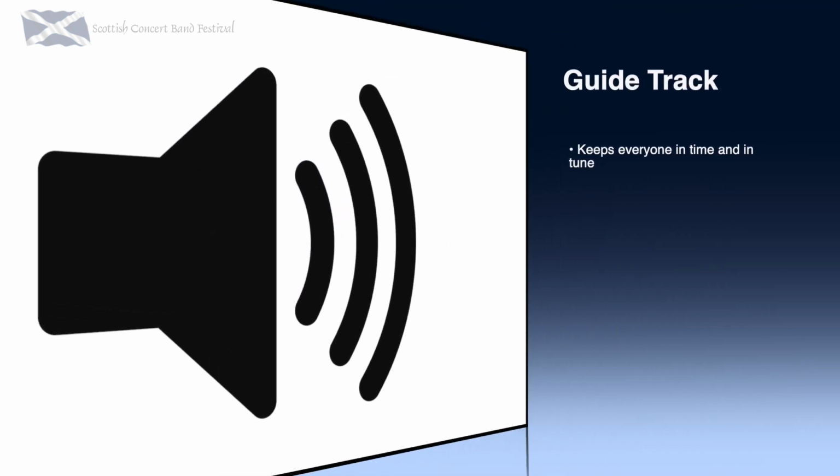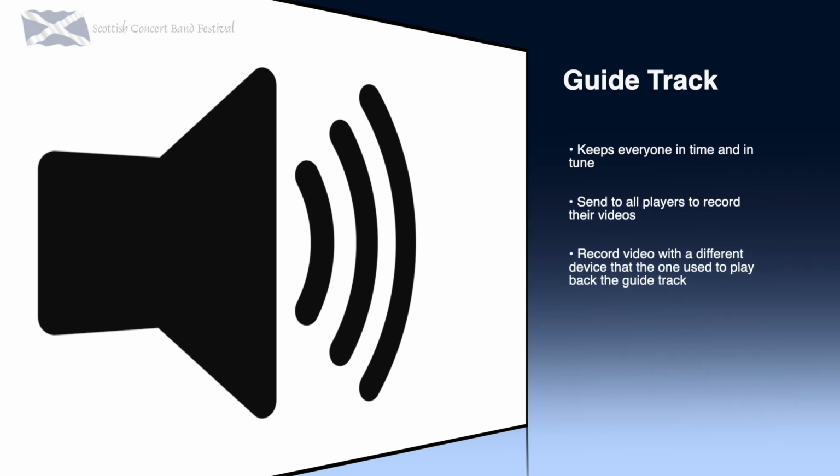So once you've got your hardware and software sorted, you've got your software installed after you've done some research, the first thing you'll need to do is put together a guide track for your performers to play along to. Now the guide track makes sure everyone is in time, in tune and playing the right piece of music obviously, because it'd be pointless if they weren't. Once you have a guide track, you should send that to all the performers, then they should record their part on a different device. So they should listen to the guide track on, say, a laptop, then they could record the video and audio with their phone.